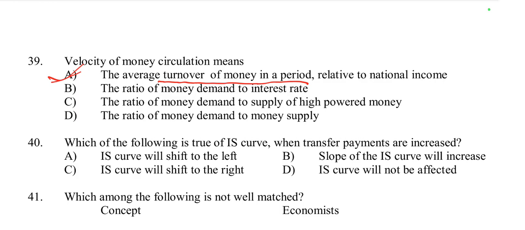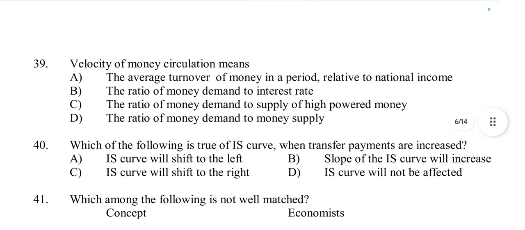So it reflects the number of times a unit of currency is used to purchase goods and services within that time frame. So a higher velocity indicates that money is changing hands more frequently, which can suggest a more active economy, while a lower velocity may indicate slower economic activity. So we know how the economy grows, higher or lower, from the velocity of circulation of money. So option A is right here.